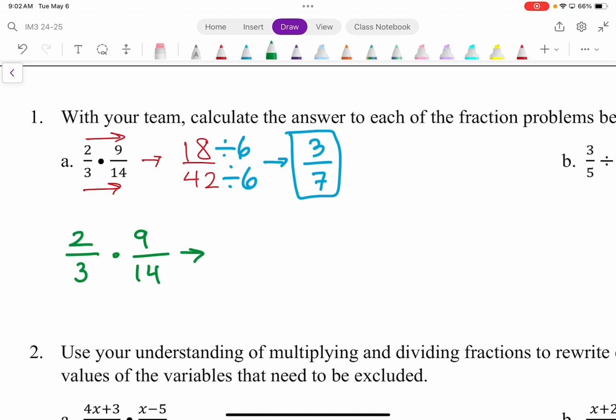Can 2 over 3 be reduced in any way, shape, or form? Or can I separate it or do anything with it? No. If I were to take 2 and separate it, I would get 1 times 2 and 3 times 1. And there's nothing I can do with those. So 2 over 3 is going to stay the way it is. But what about 9? Can I separate 9? Can I split 9 into its factors? What 2 numbers multiply to 9? 3 and 3. And then what 2 numbers multiply to 14? 7 and 2.